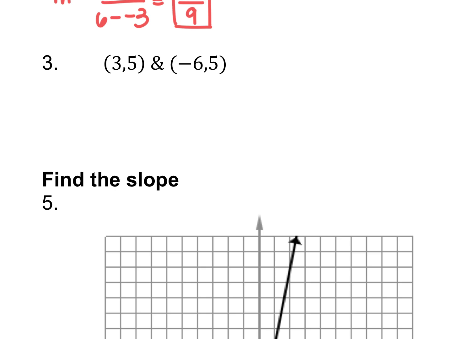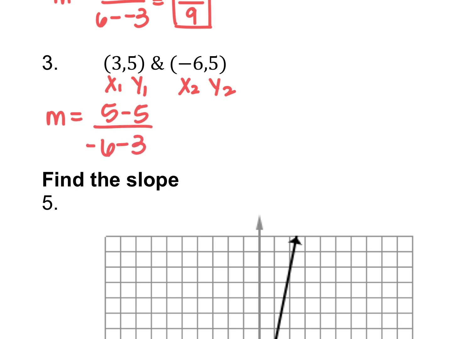All right. Number 3, we've got x1, y1, x2, y2. So I've got what? 5 minus 5? And negative 6 minus 3. Well, what's 5 minus 5? 0. And what's negative 6 minus 3? Negative 9. Can I have a 0 on top? Yes, I can. So the slope is going to be 0.